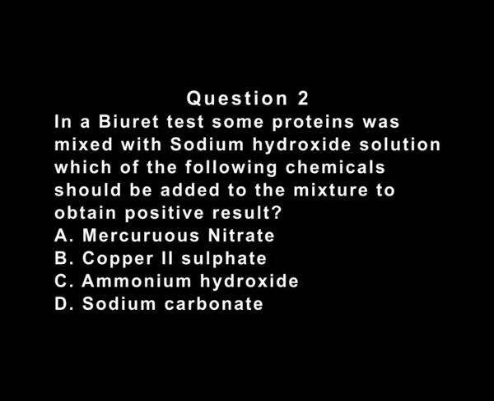Now, in the biuret test, two chemicals are mixed with the food. One of them is sodium hydroxide. The second one is not mercurous nitrate, and it is not ammonium hydroxide, and it's not sodium carbonate. So the second reagent to be added to sodium hydroxide is copper II sulfate. So that completes the biuret test. And the food you test with the biuret test is protein, and it will give you violet coloration.